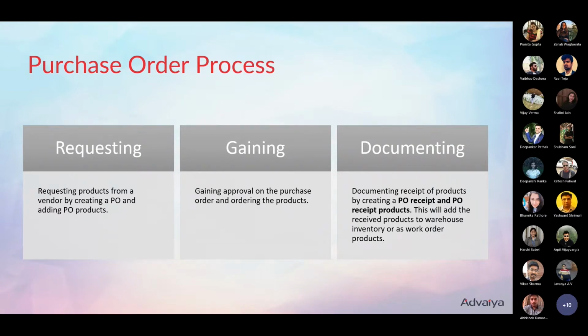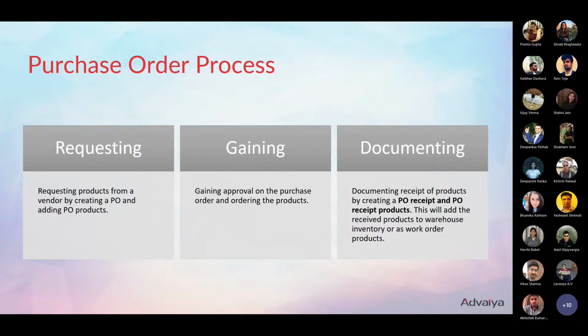And gaining is the approval process of the PO. Once the PO is created, it is sent for approval. Once the PO is submitted, it gets added to the inventory stock. Until then, the inventory stock doesn't get updated as per the purchase order. If the purchase order is in the draft state, the inventory stock doesn't get updated.